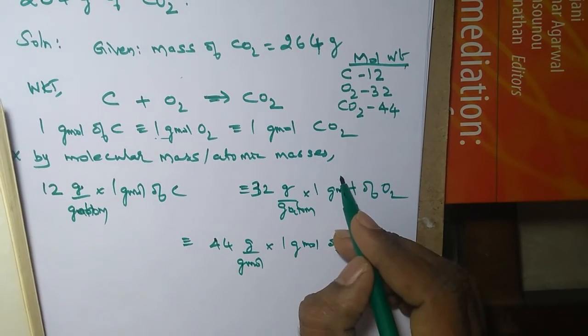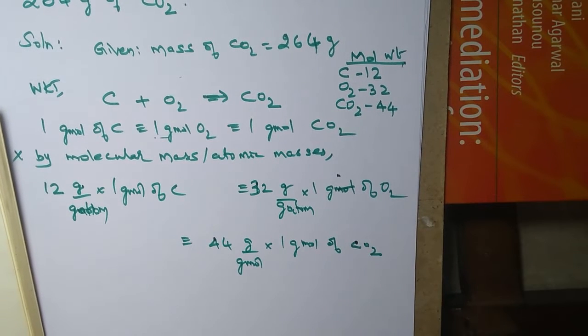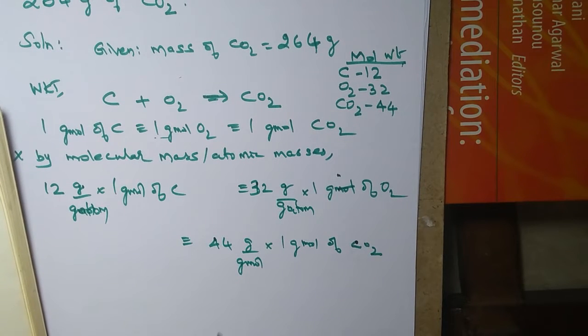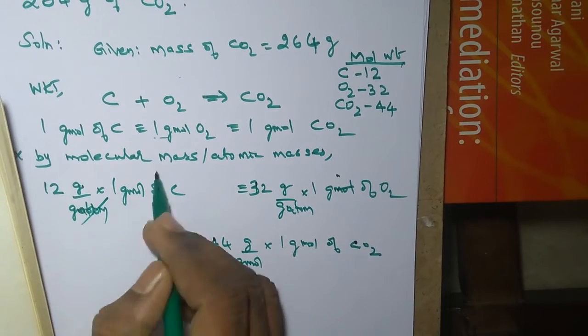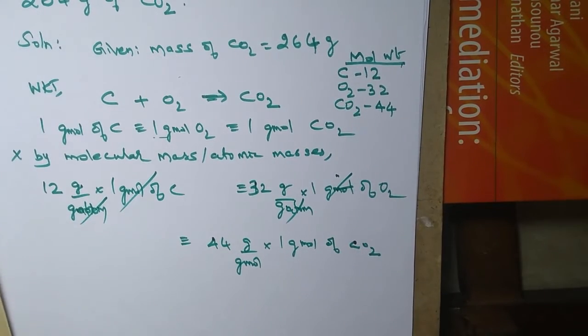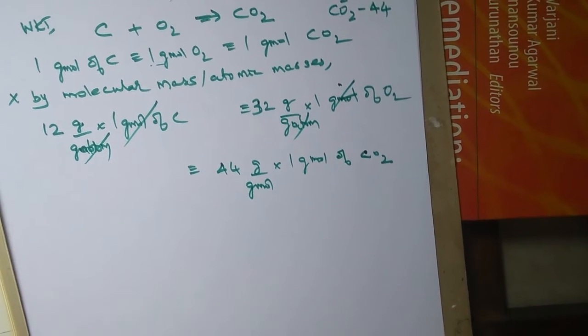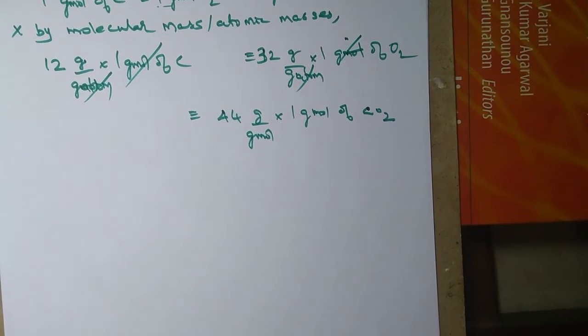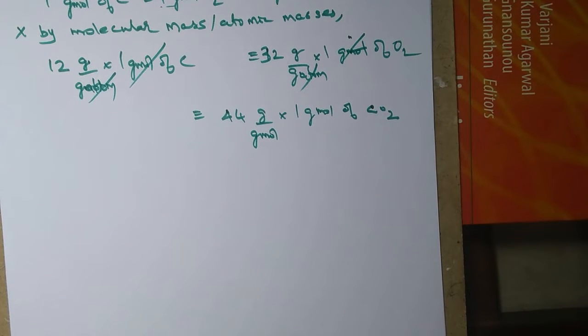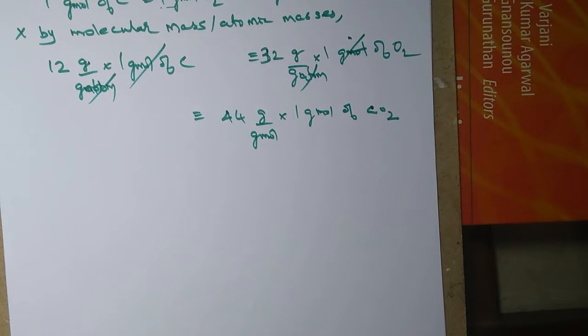So all the denominator terms get cancelled. So what can we write? What we are concerned with here is only carbon and carbon dioxide. For the time being we are leaving out the oxygen.